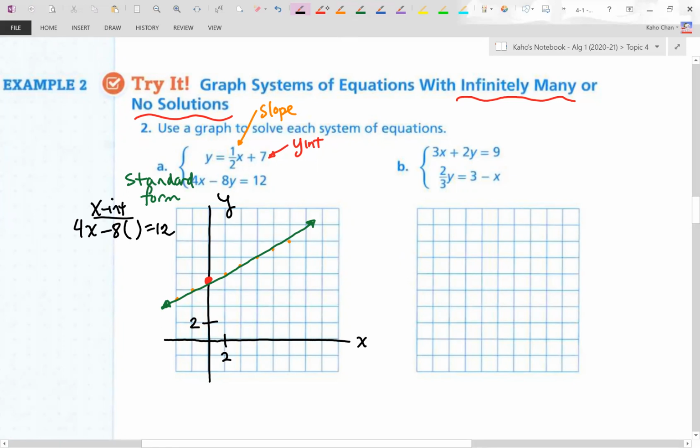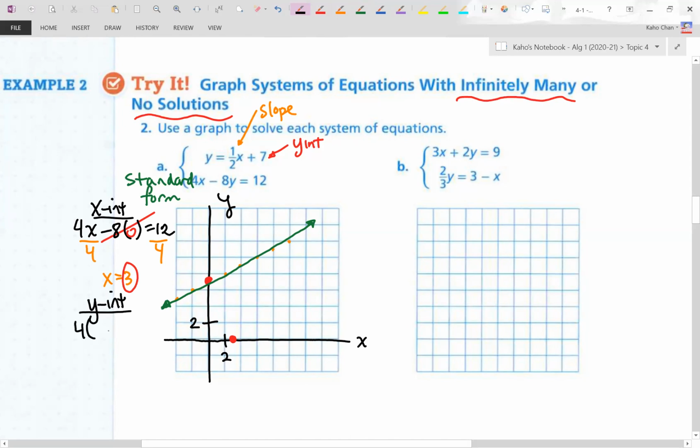And let's see what we get here. Plug in 0 for y. That clears that out. 4x equals 12. Divide by 4 to both sides. X equals 3. So on the x-axis, go to 3, put a dot there. Okay, that's your x-intercept.